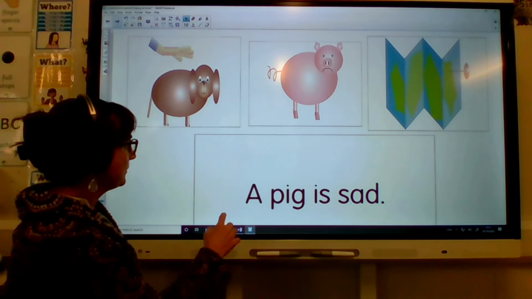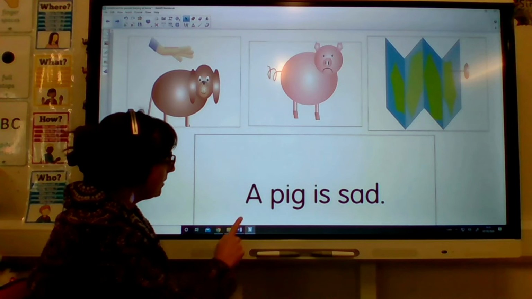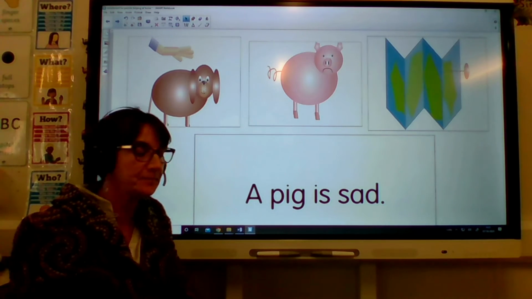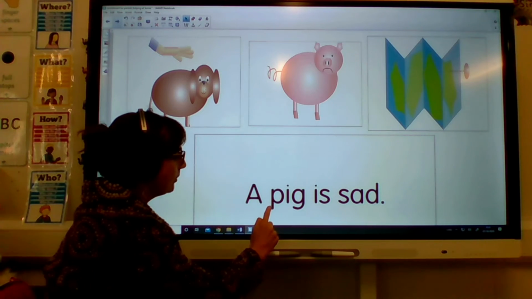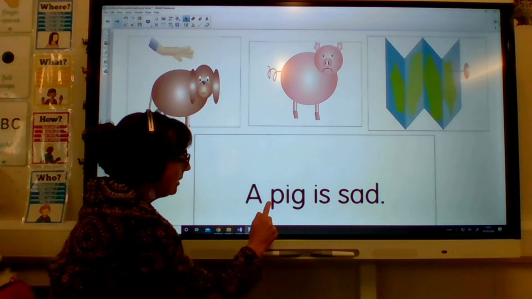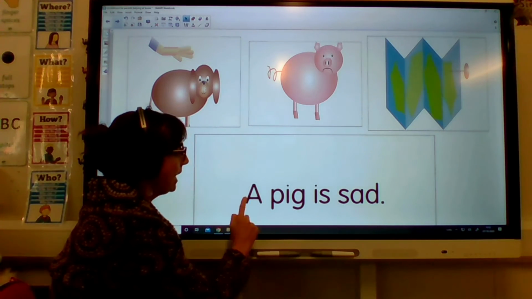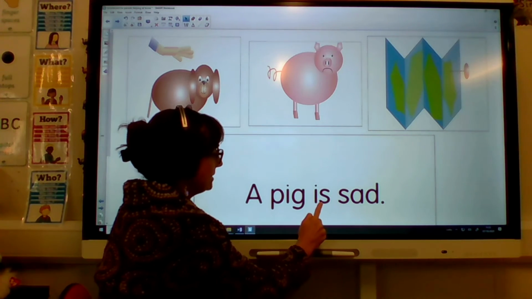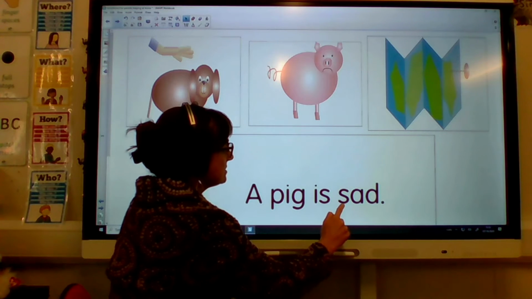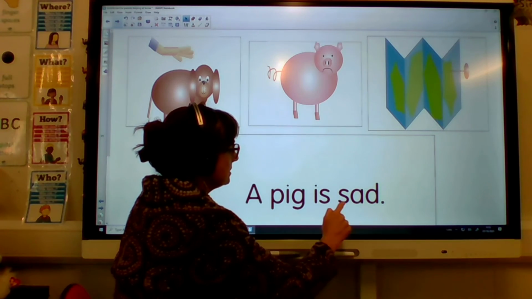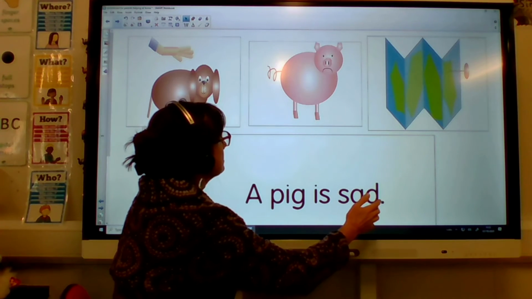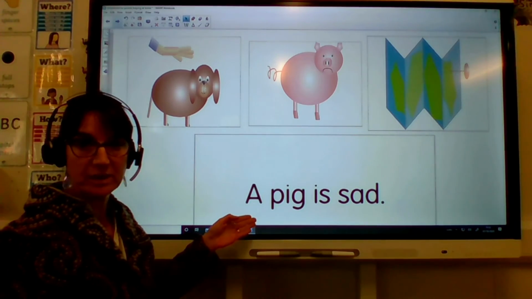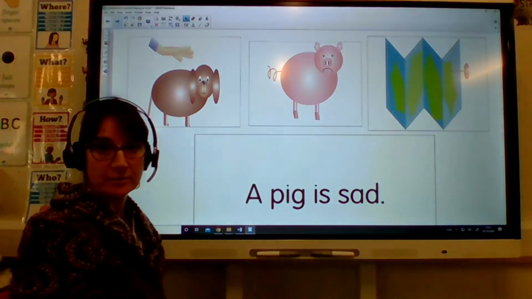They're helping us. So we teach the children that when we've got a on its own as a word, we say a. A, pig. A pig is sad. Which picture goes with my caption, a pig is sad? Well, it's this one.